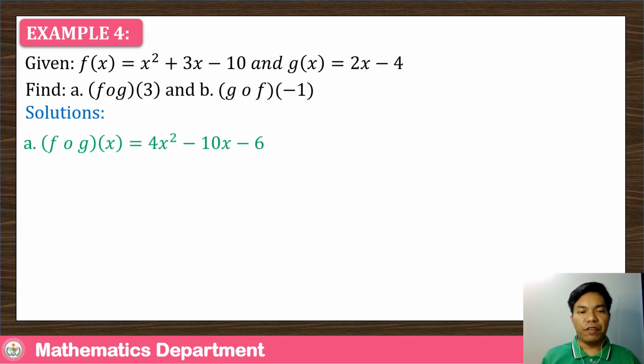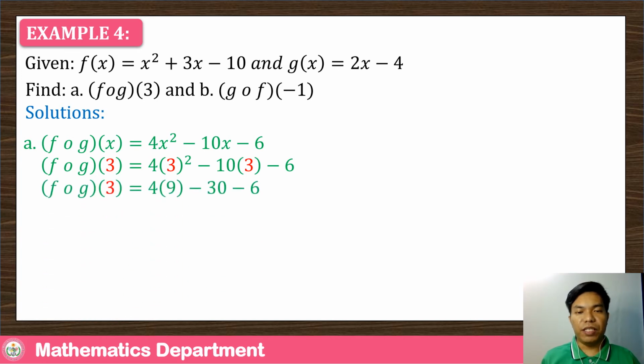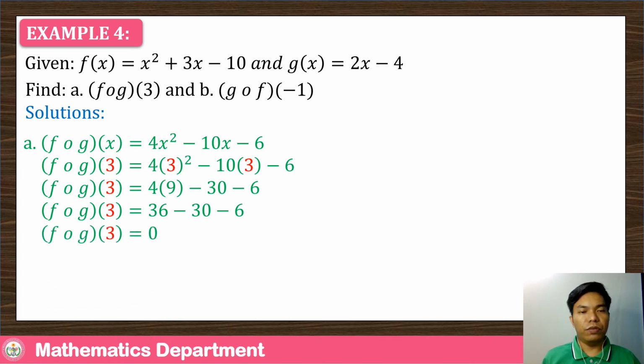So we have here for f composed of g of x, this is equal to 4x squared minus 10x minus 6 based on our computation kanina. And then replacing our variable x with 3, we will have f composed of g of 3 is equal to 4 times 3 squared minus 10 times 3 minus 6. Simplifying this, 4 times 9 is 36, minus 30, minus 6. When we simplify this, we will obtain 0. Therefore, f composed of g of 3 is equal to 0.